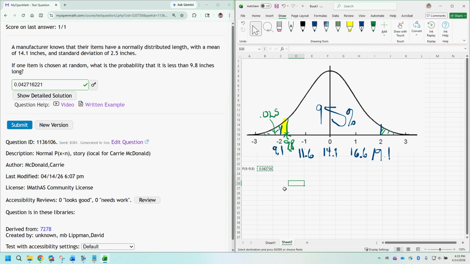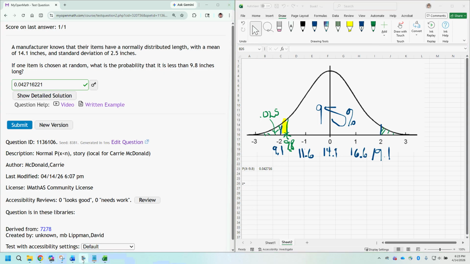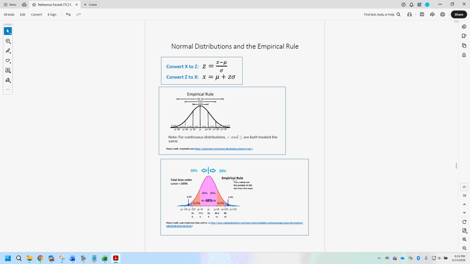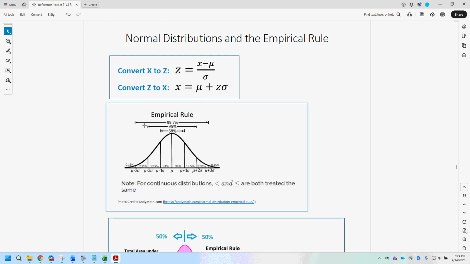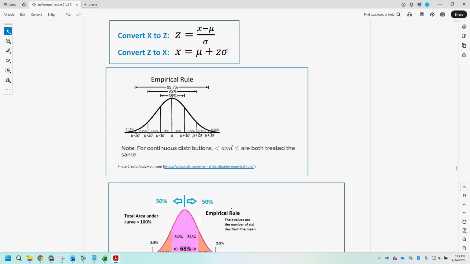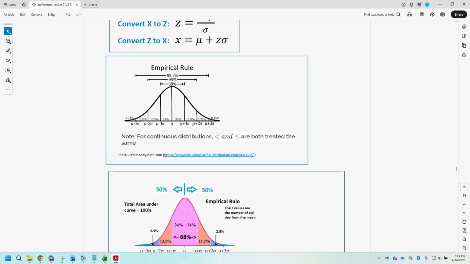You could also calculate the z-score, even though it's not required here. If I calculate the z-score using the formulas from the packet, let's pause for a second. I have a packet. All right, so this is what I wanted to show you. If you're in one of my classes, you might have been given something like this, or you might find these formulas in your textbook if you're in a different class. But you should have something like these formulas somewhere and these diagrams of the empirical rule.